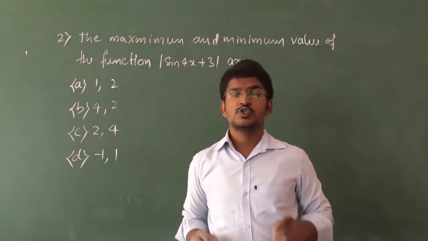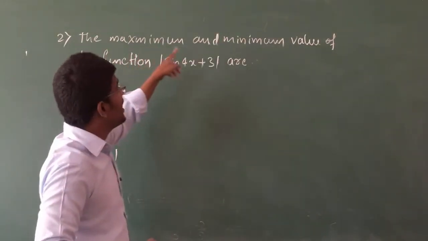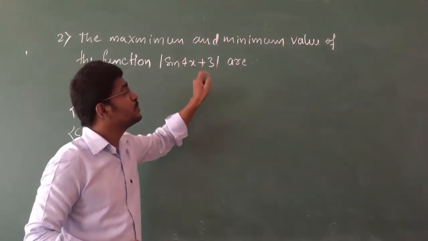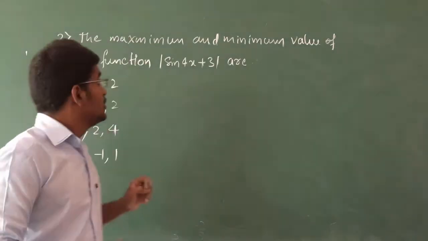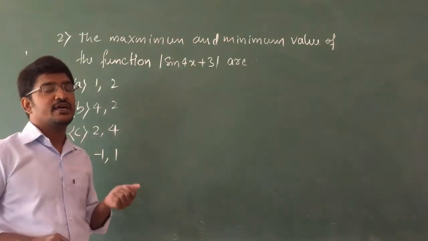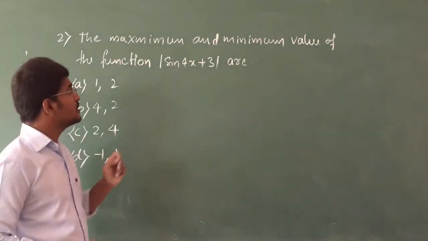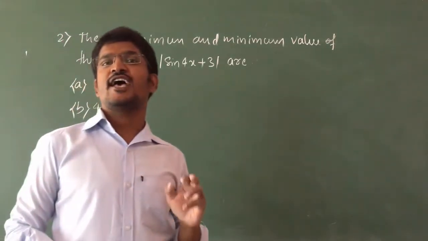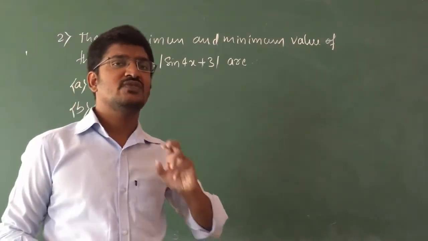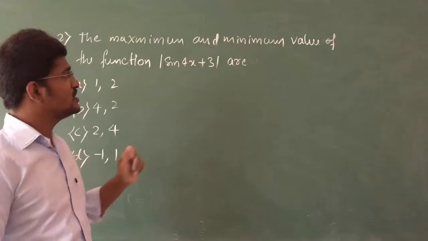Okay students, so now let us go for the next problem. The maximum and minimum value of the function mod of sin 4x plus 3. See, the problem is asked on one trick. As we all said, to find the maxima and minima, the function has to be differentiated, but they have given the mod function. As you all know, mod function is not differentiable, so a number of students will get confused answering this question. Clear? That's why they have asked this.